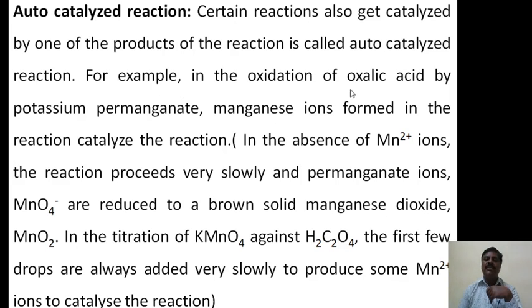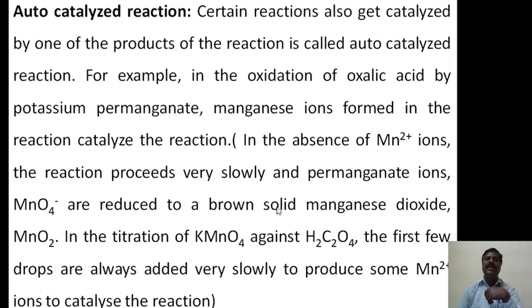For example, in the oxidation of oxalic acid by potassium permanganate, the manganese ion formed in the reaction catalyzes the reaction. In the absence of Mn2+ ions, the reaction proceeds very slowly and permanganate ions are reduced to brown solid manganese dioxide, MnO2. In the titration of KMnO4 against oxalic acid, the first few drops are always added very slowly to produce some Mn2+ ions to catalyze the reaction, because initially the manganese ions are not present.